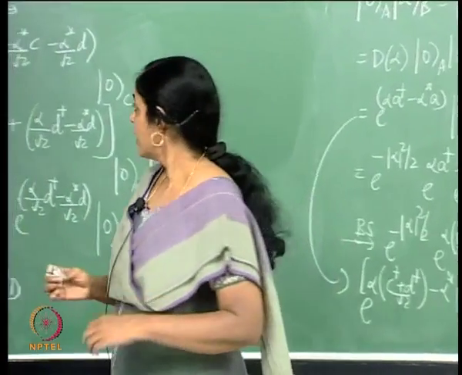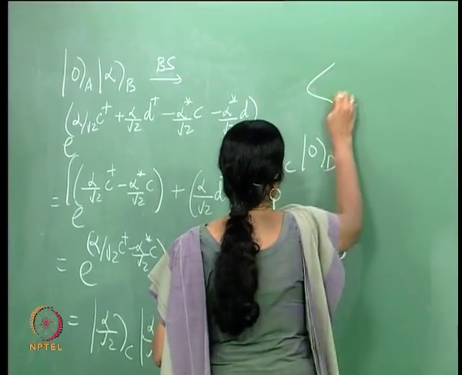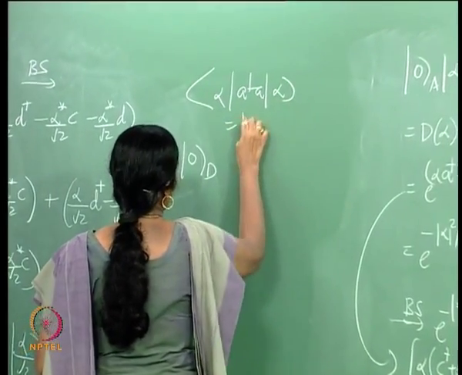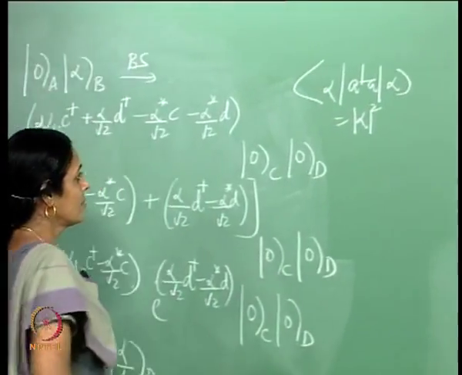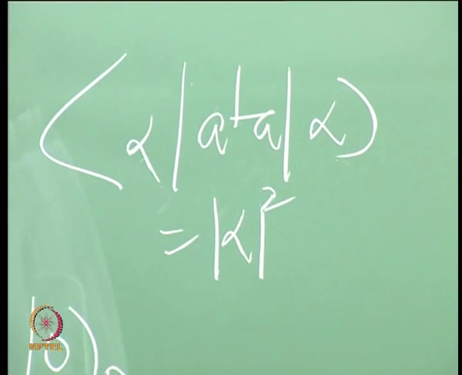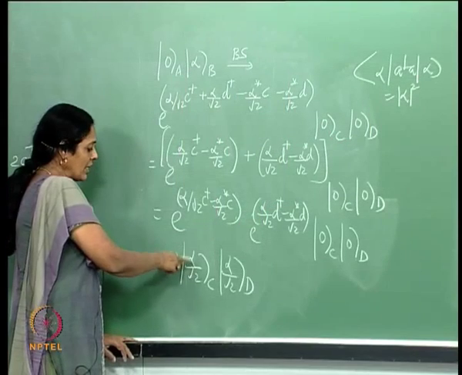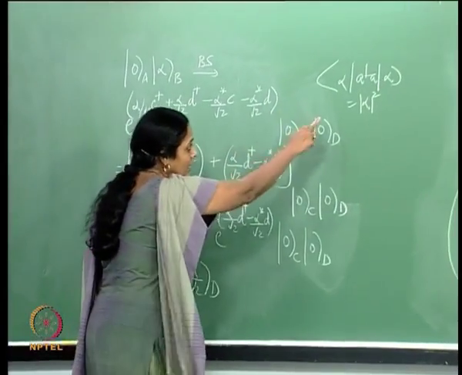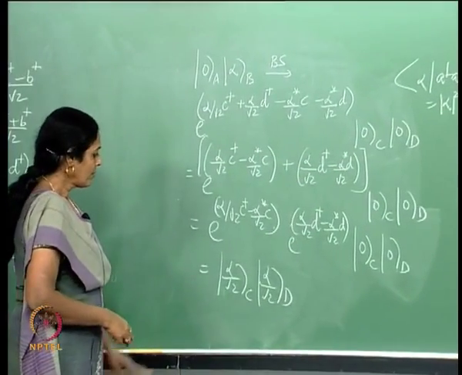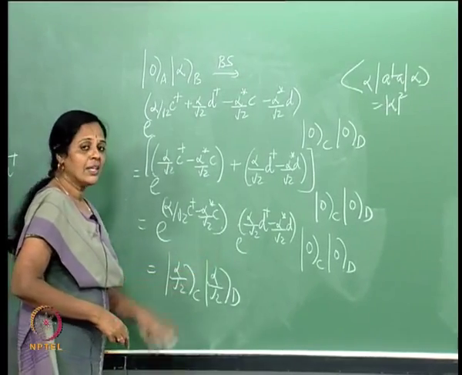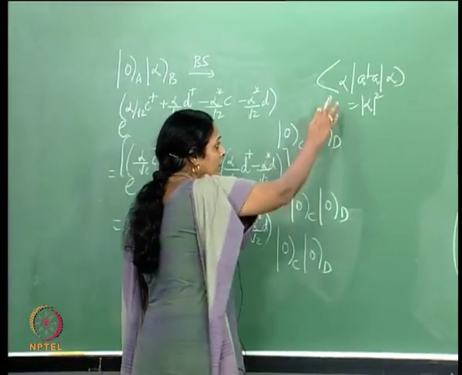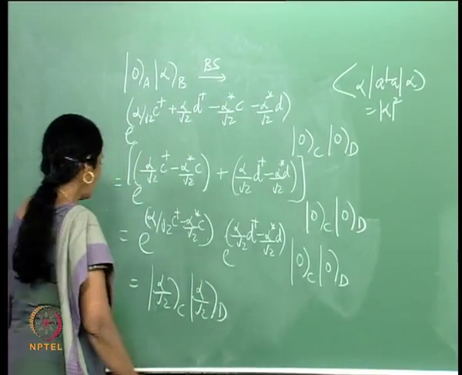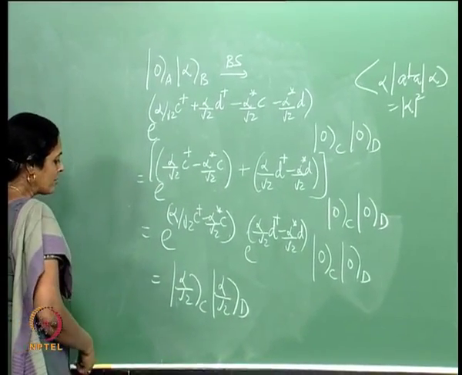Remember that the expectation value of the photon number operator in the state alpha is mod alpha squared. Therefore, now the intensity has gone down. Instead of alpha, I have alpha by root 2, and therefore, in this state, the expectation value of A dagger A has come down. It is half the intensity here and half the intensity there. By intensity, I mean the number of photons, the expectation value, the mean photon number. So, this is what I have.